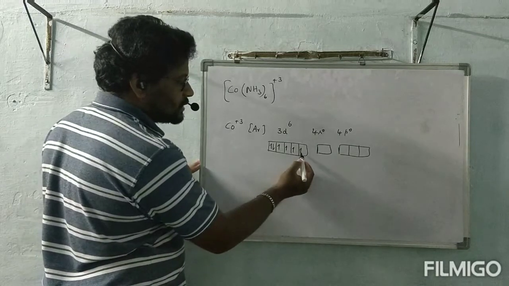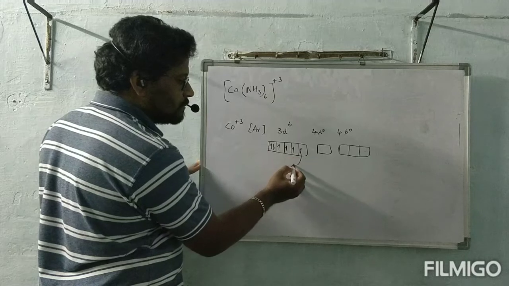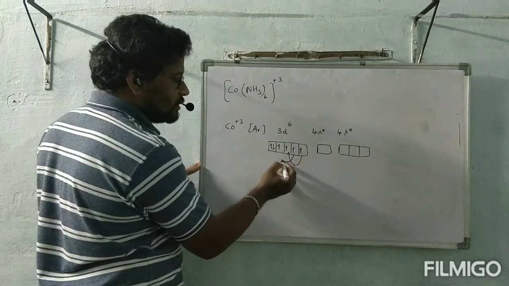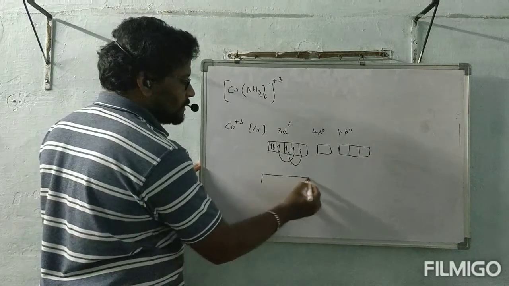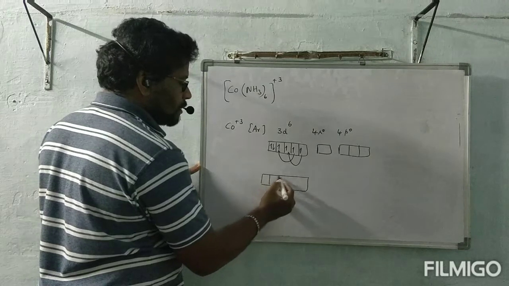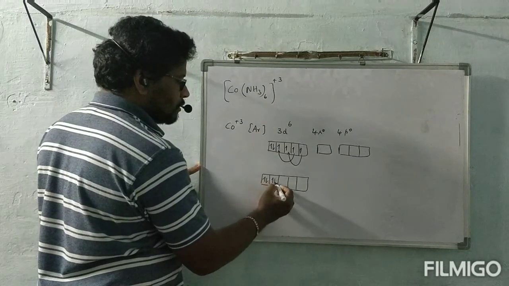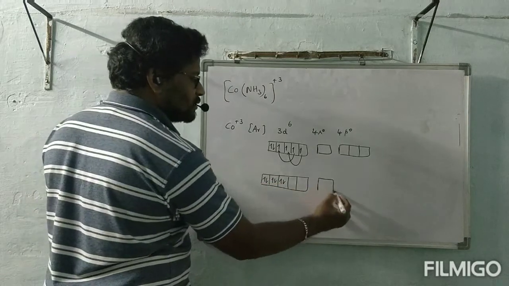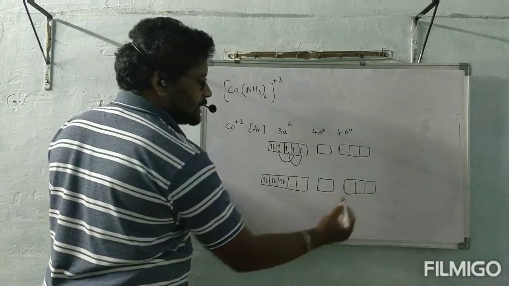Now what is going to happen? The fifth electron is going to be paired with the third electron, and the fourth electron is going to be paired with the second electron. Then the electronic configuration becomes like this, with 4s 0 and 4p 0. These orbitals remain like this.